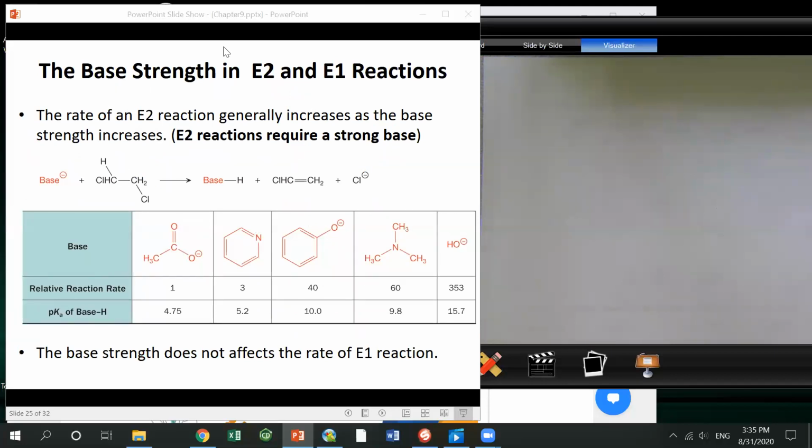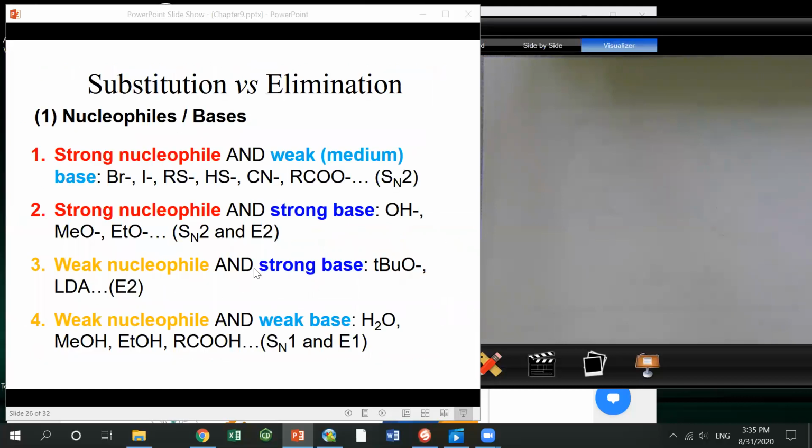For E2 reactions, they require a strong base. You can see here, with increased basicity, which also increases the conjugate acid pKa, you get a higher reaction rate. And the E1 reaction has nothing to do with basicity. So now we move here.